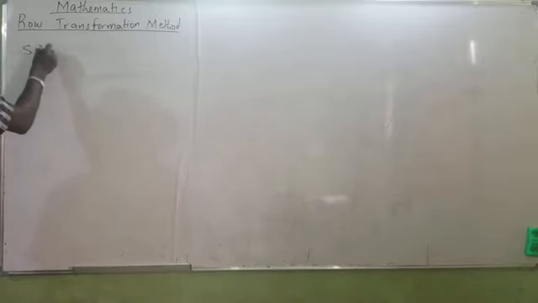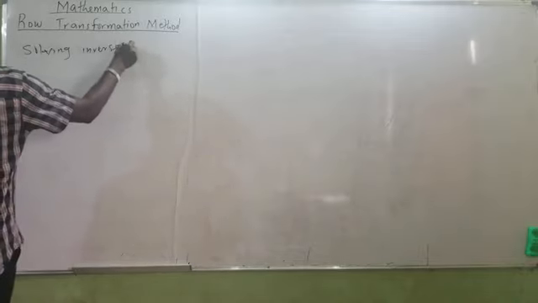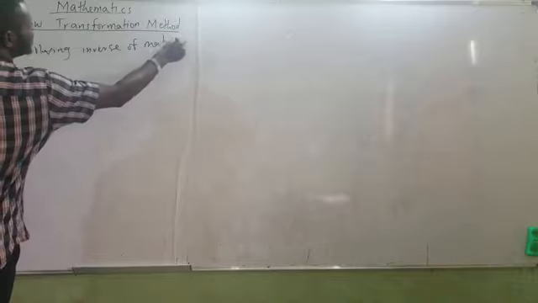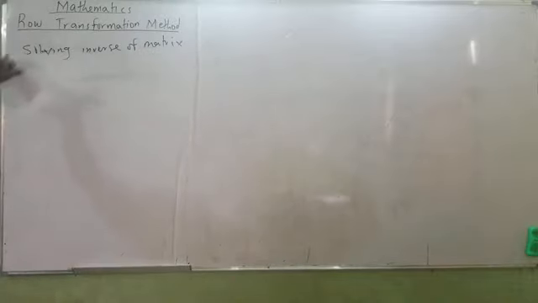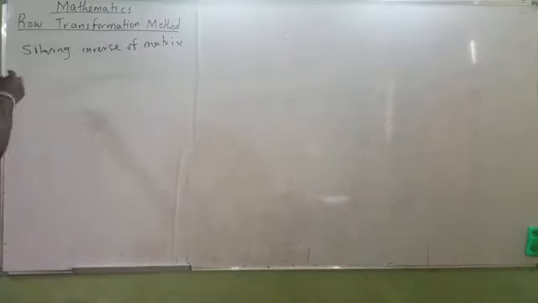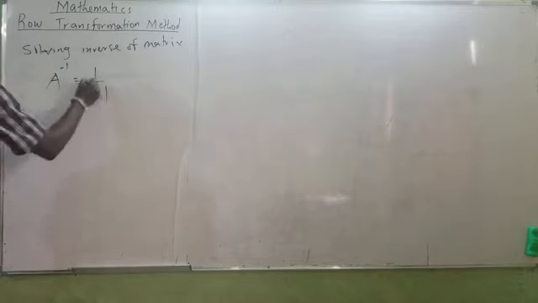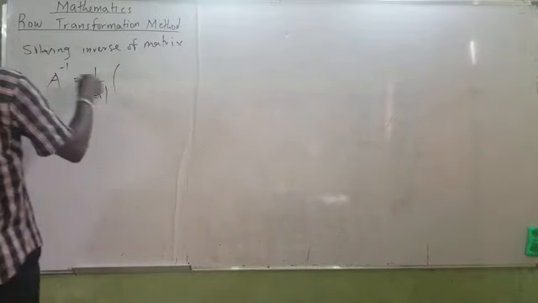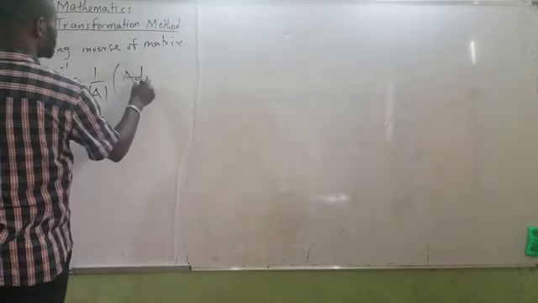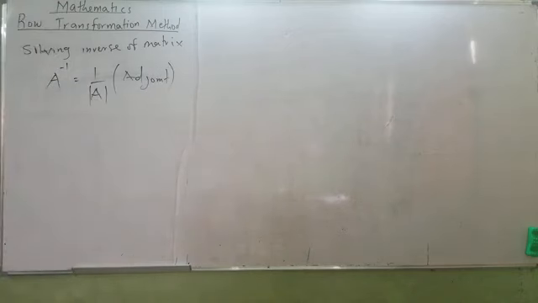Solving the inverse of a matrix is what this method is all about. Just like you are looking at the inverse of A equals one over the determinant of A, times the adjoint. Do you get me now? That is what we are talking about, and we know you know how to get your adjoint.